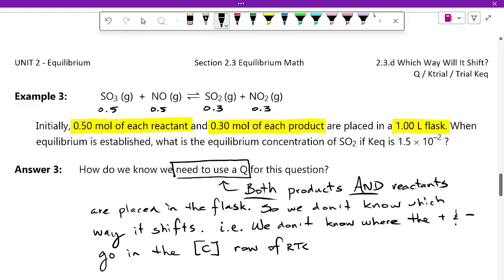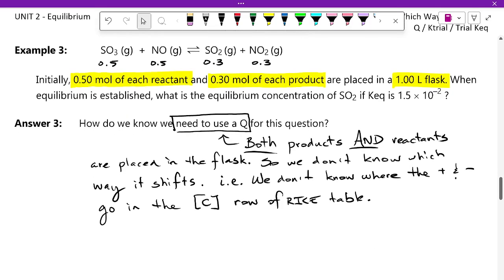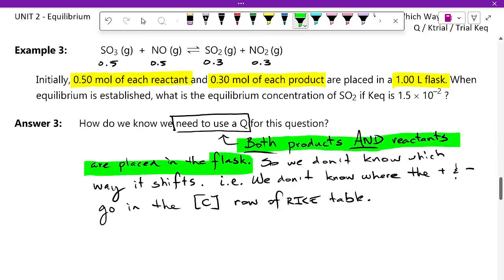Of rice table. You don't need to write that all down, but basically what it comes down to is if you have both products and reactants placed in a flask, that's how you know you need to use Q. Okay? The rest of it's just by way of explanation. But how do I know to use Q? I've been given both products and reactants.